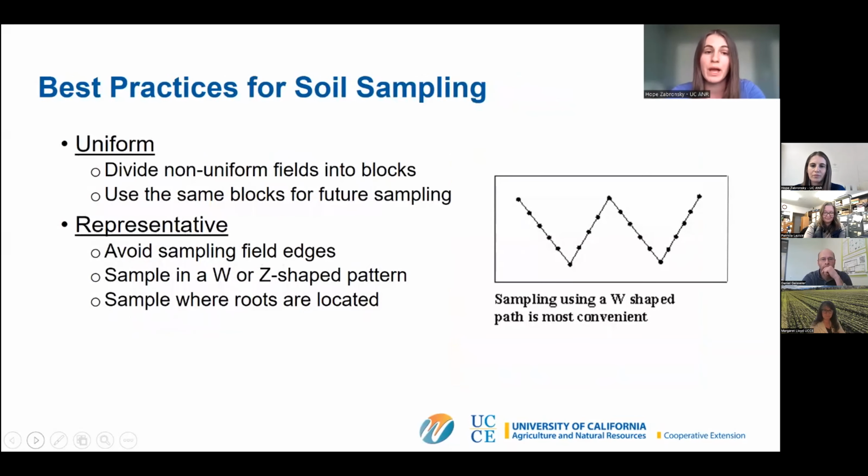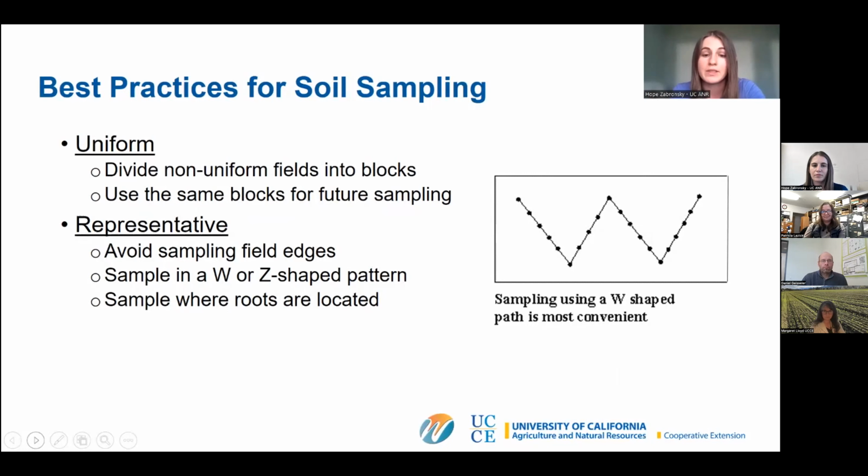And then in terms of best practices for soil sampling, it's really up to the producer to determine the size of the area that they would like to monitor. Here are some best practices that we recommend. So the first best practice is uniformity, and really making sure that the sampled area is as uniform and consistent as possible. And we recommend dividing any non-uniform fields into blocks based on cropping history or crop varieties that might be in your field, any differences that you've observed in crop yield.